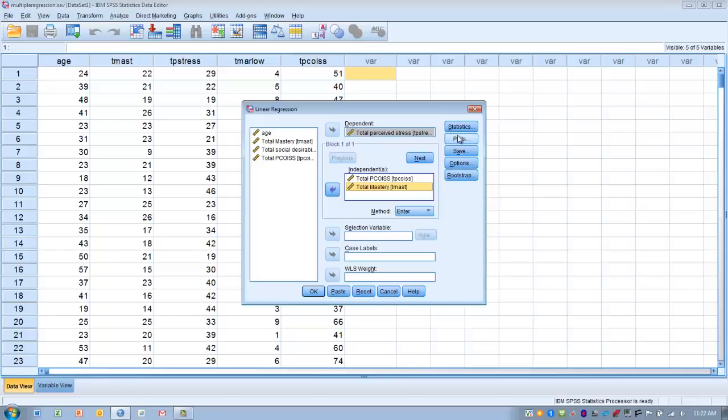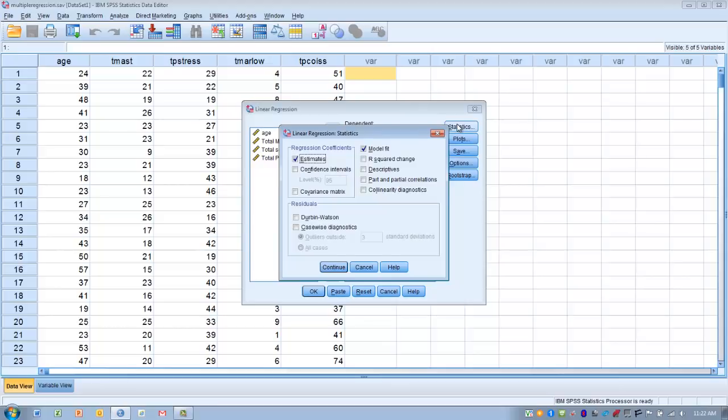We next want to click on the statistics button. Okay, we want to make sure we have the following selected: estimates, confidence intervals, model fit, descriptives, part and partial correlations, and collinearity diagnostics. Now those are going to help us determine whether or not we meet some of those assumptions.